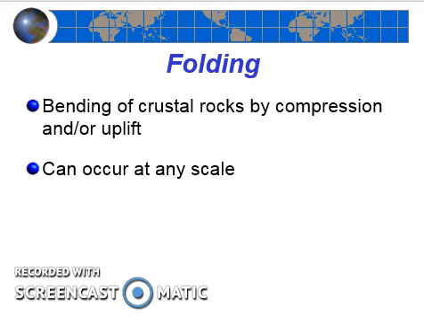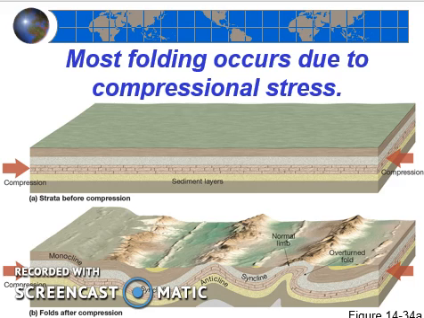So folding is the bending of crustal rocks by compression and/or uplift. It can occur at any scale, but generally this is all happening deep in the earth where there's high temperatures and high pressures. As stated here, most folding occurs due to compressional stress. You can see these flat-lying sedimentary layers become folded when compressional stress is applied. This diagram also shows the three types of folds that we're going to address: monoclines, synclines, and anticlines.